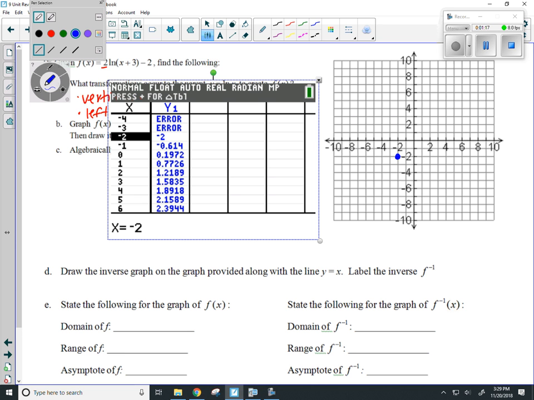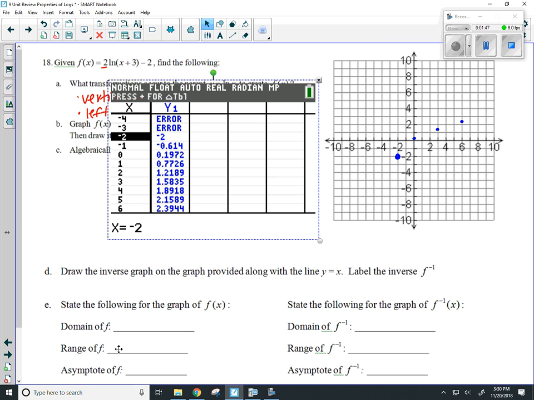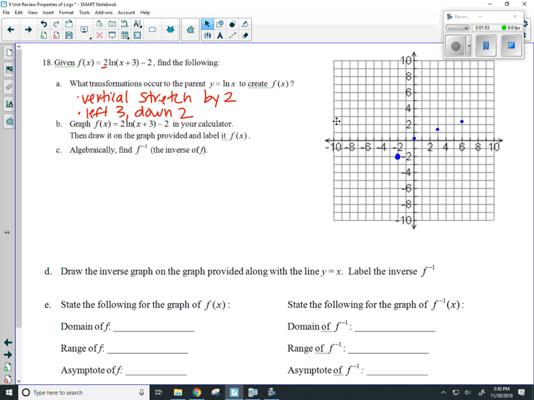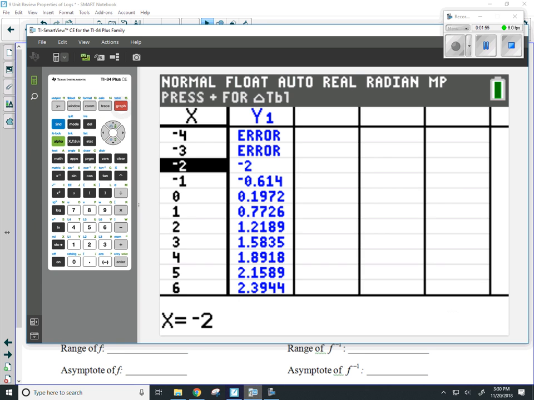And then it doesn't really look like there's a whole lot of other nice points, but I'm going to put a couple extra points on there just to help me. So at 0, it's 0.19. That's our y-intercept, so it's just like right there. At 3, it's at 1.5-ish, so I'll plot that point. And at 6, it's a little bit higher than 2. So I'm going to plot those couple points, go back and look at the picture, and just make sure my graph looks pretty similar.